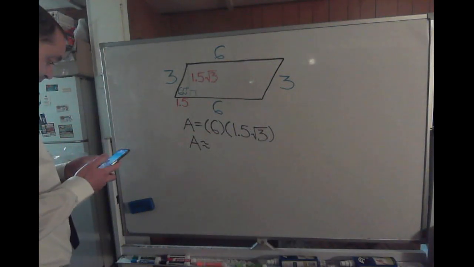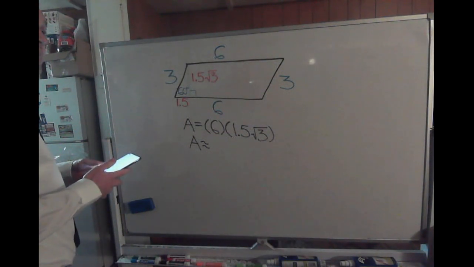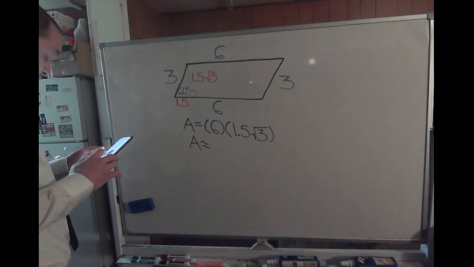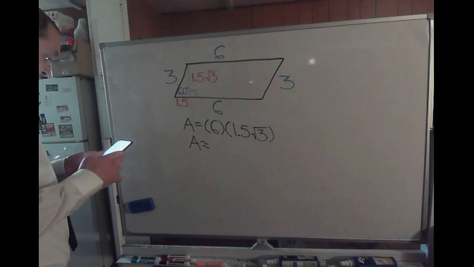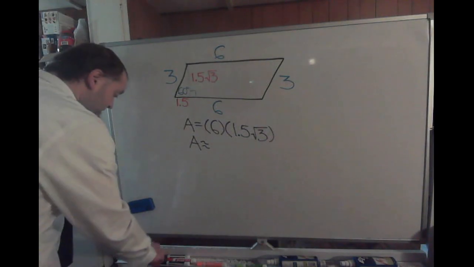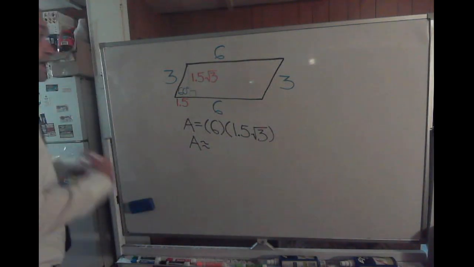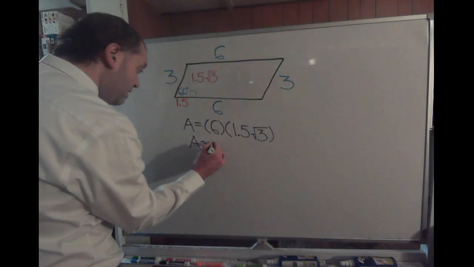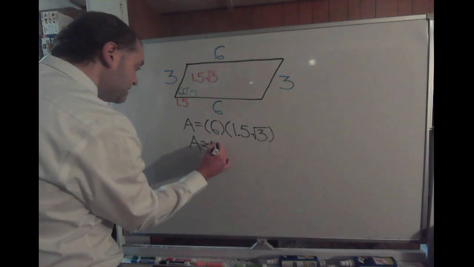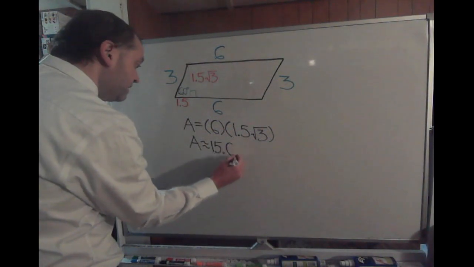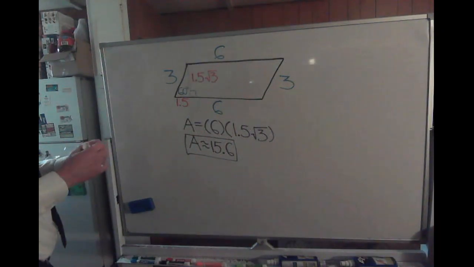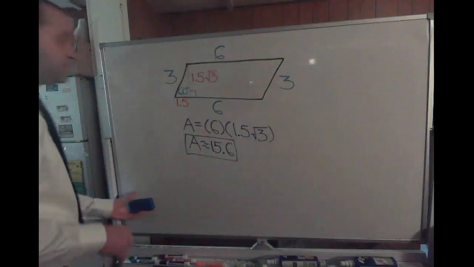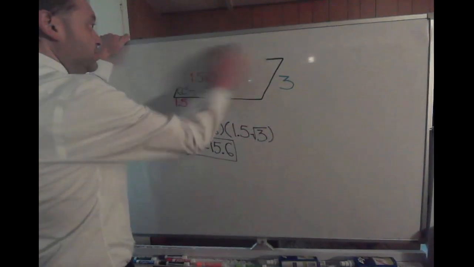So let me go to my handy dandy calculator on my smartphone. It would give me about 15.6. So the area of this parallelogram is approximately going to be 15.6 square units when you multiply the base and the height. And I got a few more examples for parallelograms.